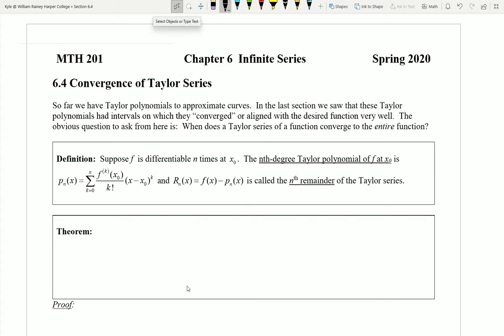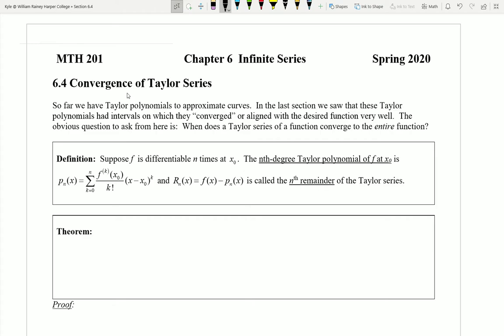In this video, we're going to start to talk about section 6.4 and the idea of the convergence of a Taylor series. So in previous sections, we've talked about Taylor polynomials and Maclaurin polynomials, and Taylor series and Maclaurin series.